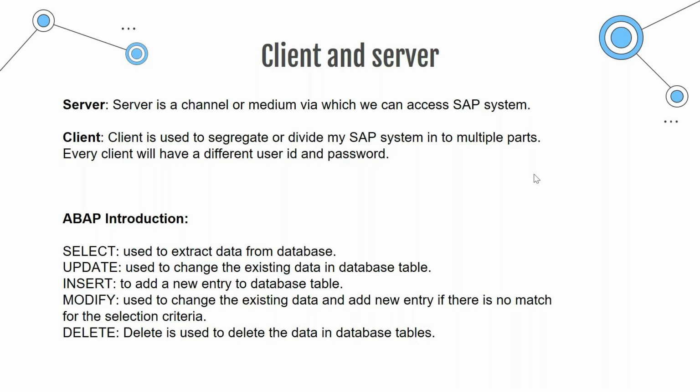Then client means, if I want to divide my SAP system into different, multiple parts, in that case I have to segregate my SAP system by using a client. If I want to segregate or divide my SAP system into different parts, then I have to differentiate it by using a client. The purpose of this is to have data security.